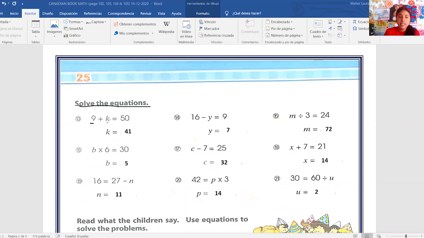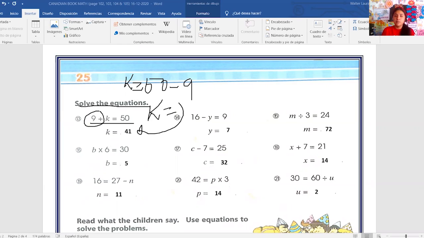Miss, 9 plus k equals 50. That means this is addition, right? In this case, it will be 50 minus, so it has to change. So we are going to have something like this, no? K equals 50 minus 9. So K is going to be 41. That's right, very good.